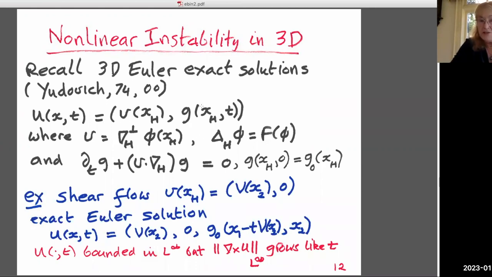In the Euler case, the velocity is written in the following form: a part that depends only on the horizontal variable in the horizontal component and is an equilibrium itself, and then a part in the vertical, which depends on the horizontal component of space and time. And providing G satisfies this equation, which is a transport equation, we have an exact solution to the Euler equation of the following form, where the velocity field u does not grow in time. However, the curl of u, the L infinity norm of the curl of u, grows linearly in time. So we have an instability, but an instability in the curl. And as I say, this is well known.